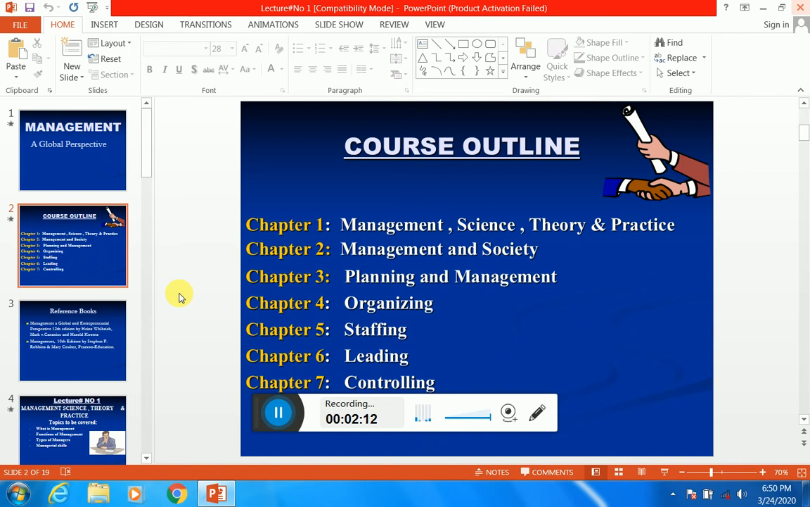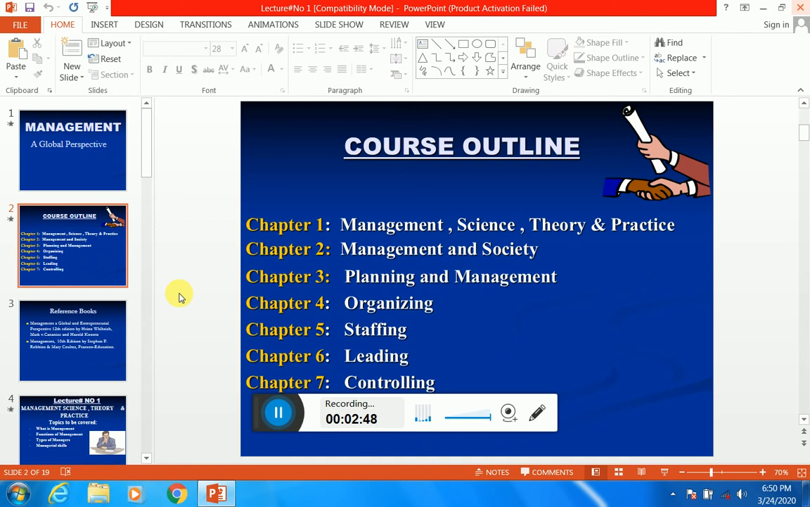Then in chapter number 2, management and society, we will study the different atmospheres of management. Basically atmosphere here means the environment of the organization. We will discuss the internal environment as well as the external environment. Then we will discuss what the different factors are inside the internal environment, and we will also discuss the different factors outside in the external environment.